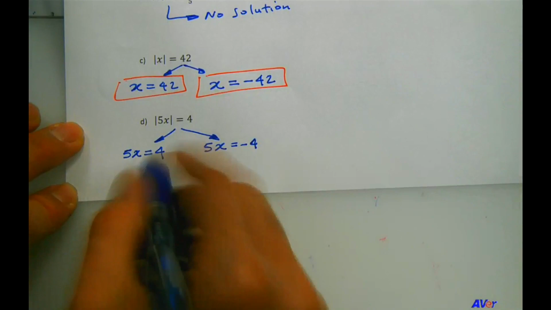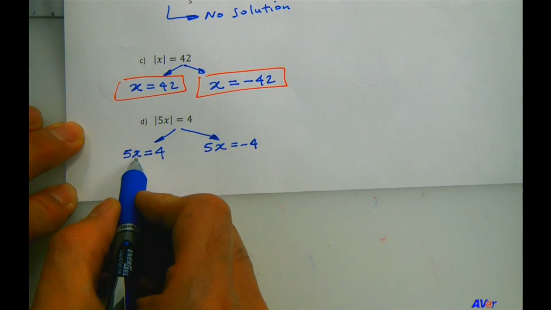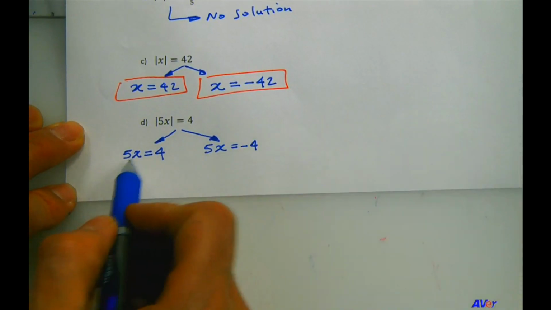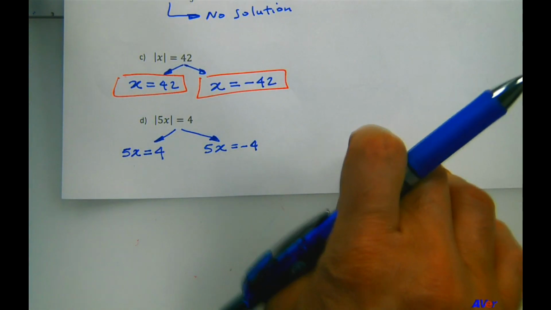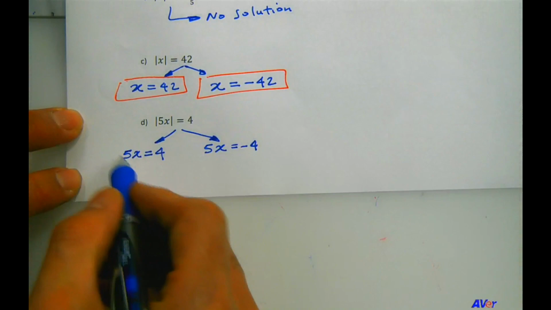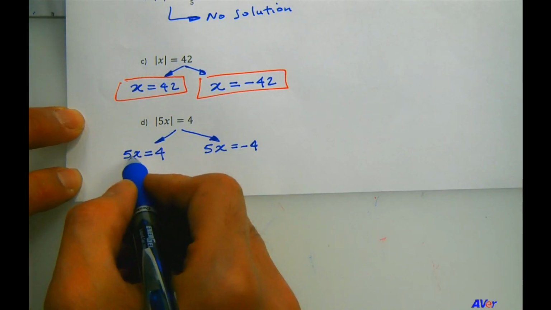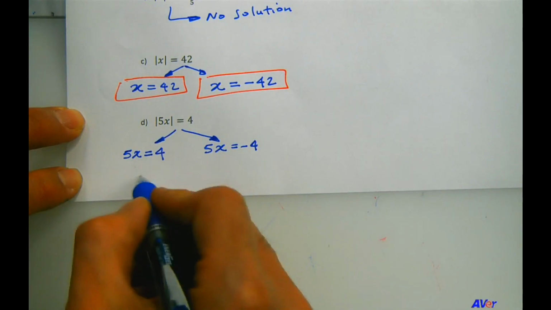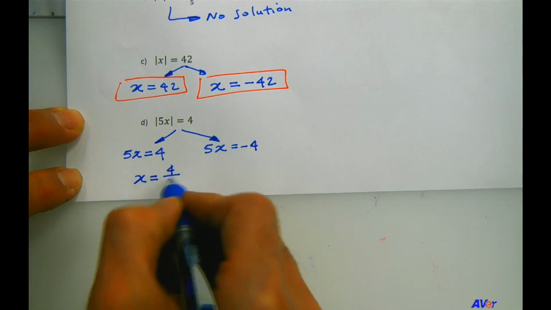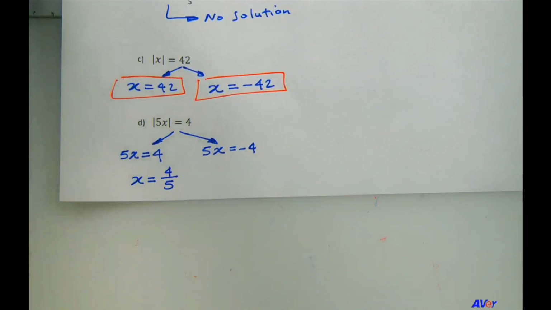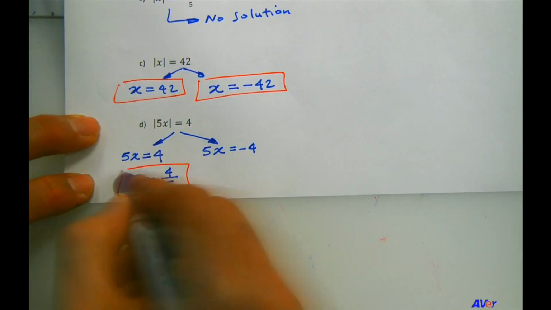From here, because we're solving for x, x must be isolated, right? Is it isolated? No, it's not. It's got a 5 next to it. How do we get rid of the 5? We divide both sides by 5. So we end up with x equals 4/5. Okay? That's one of the solutions.